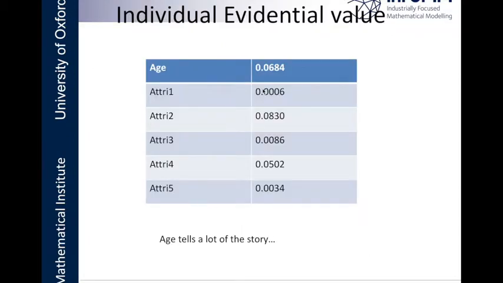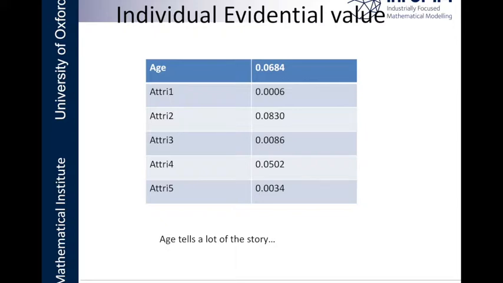Now, after calculation, we find the following result, and we see that although age is pretty important, attribute 2 is actually more important than age. So if we are only allowed to ask one question, we would ask something about attribute 2, and this will tell us the most to tell apart a policeman and a thief.